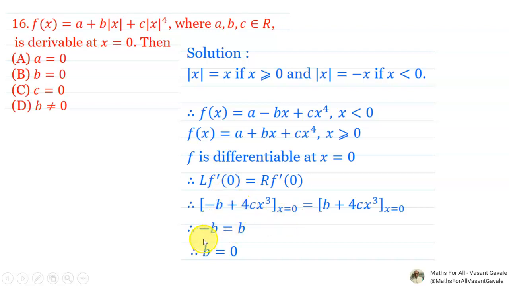Substitute the value, then you will get here minus b, here you will get here b, 2 times b is equals to 0, therefore b is equals to 0. Okay, and hence the option b is correct here.